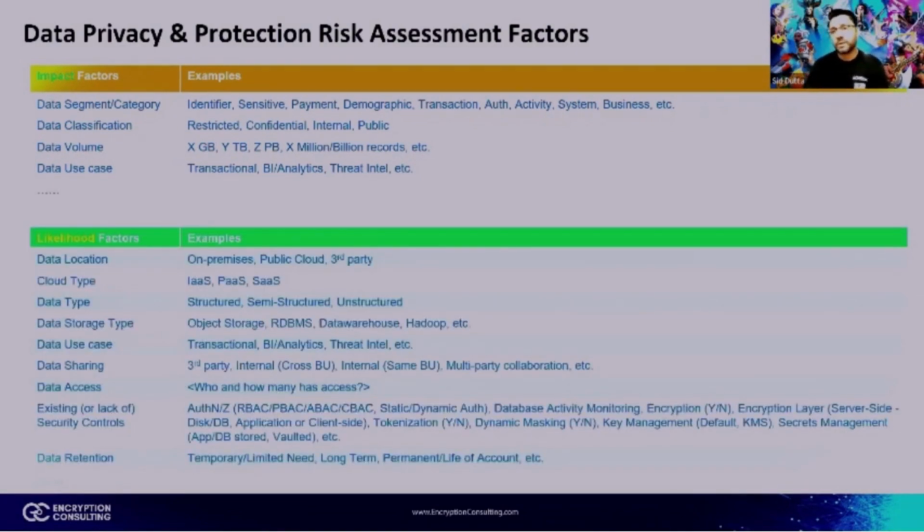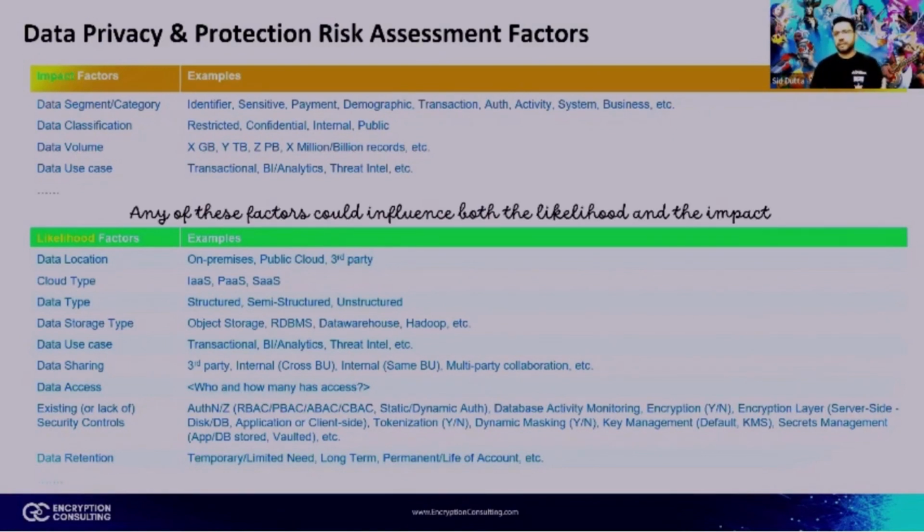Likelihood factors would be another one. Where my data is, who has access to it, how it is being used, how much time that data is retained. All of them provide a measurement of the likelihood of that data being exploited by the different threats that are persistent. So these are different factors that would go into the risk assessment process. Now, keep in mind, any of these factors could influence both the likelihood and the impact. This is just my take on what the different drivers and factors are that impact likelihood and impact.